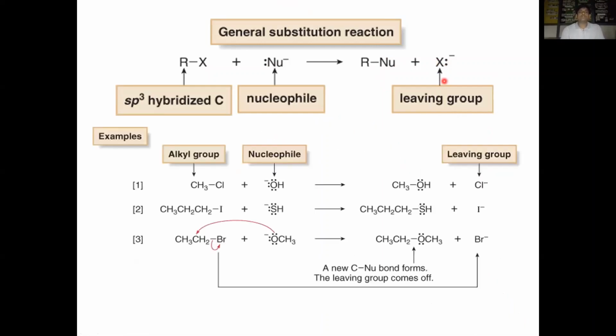These are some examples of nucleophilic substitution reactions. Here you have many alkyl halides and some nucleophiles. You are getting different products, different functional groups. You can prepare alcohols, thioalcohols, and ethers based on the nucleophile. So alkyl halides are very important in the conversion into different functional groups.